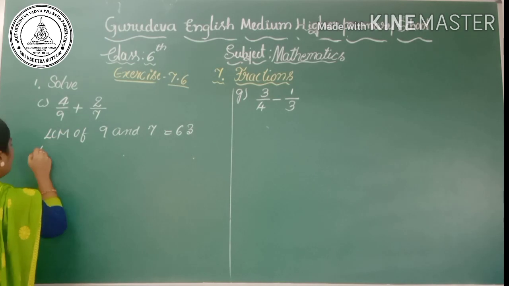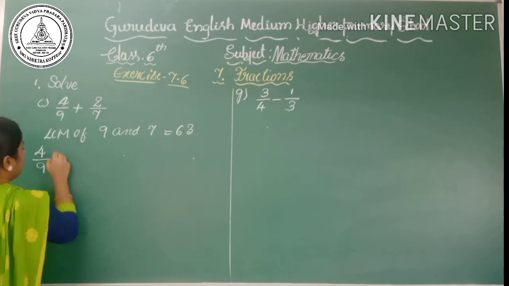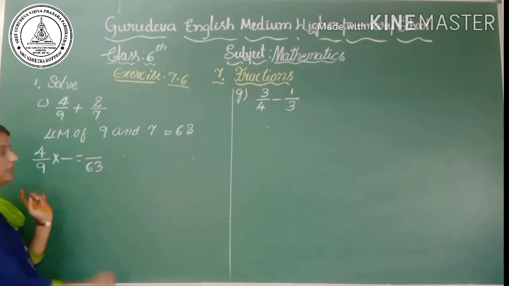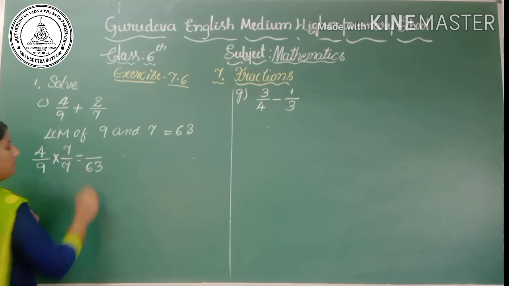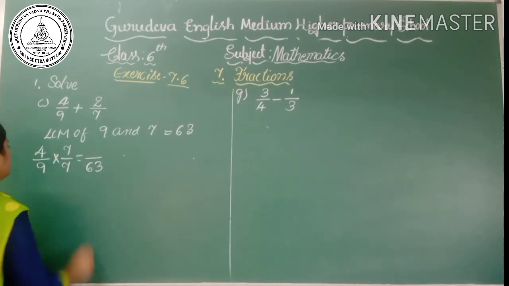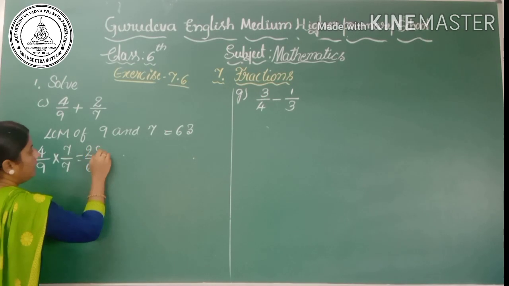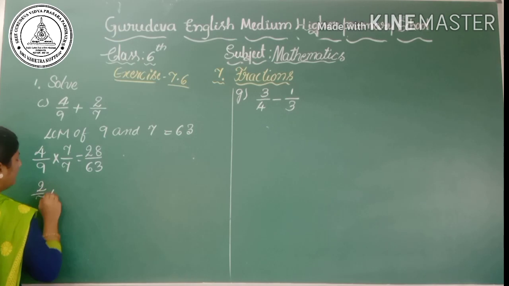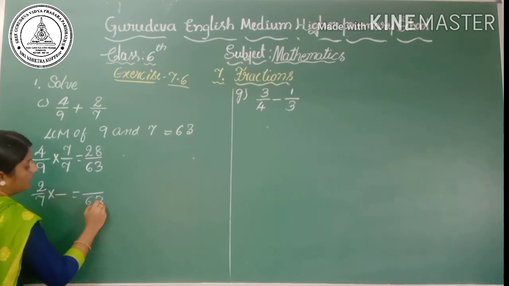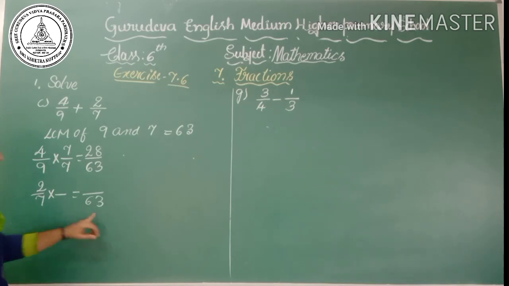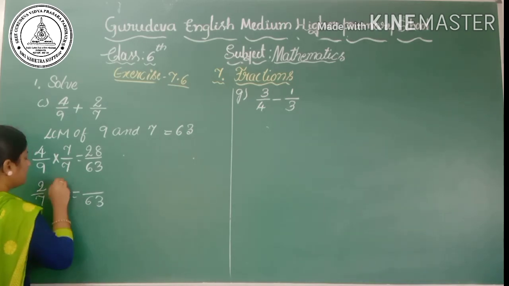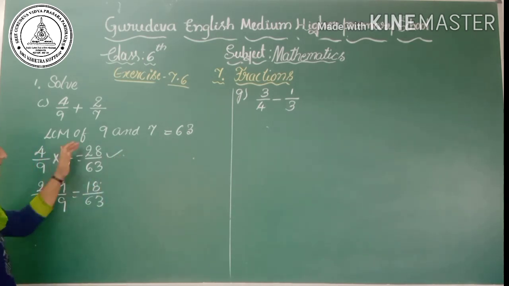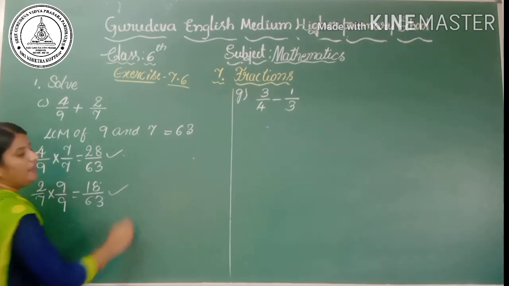First take the fraction 4 by 9 equals dash by 63. 9 times how much is 63? 9 times 7 is 63. Multiply the numerator by 7, 4 times 7 is 28. Then similarly the second fraction 2 by 7 equals dash by 63. 7 times how much is 63? 7 times 9 is 63. 9 times 2 is 18. Yes, 28 by 63 and 18 by 63 are the like fractions.